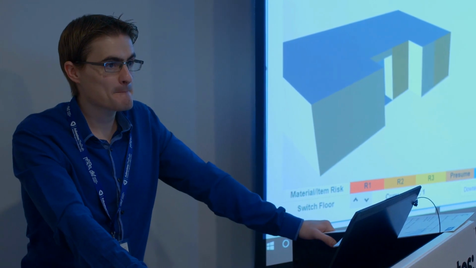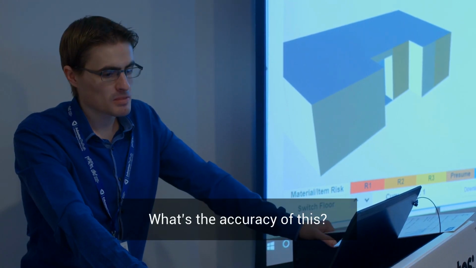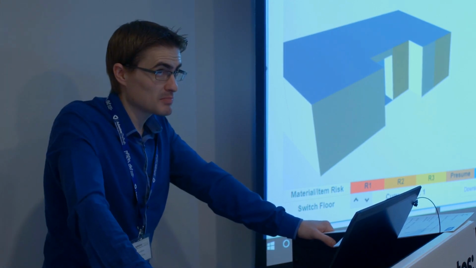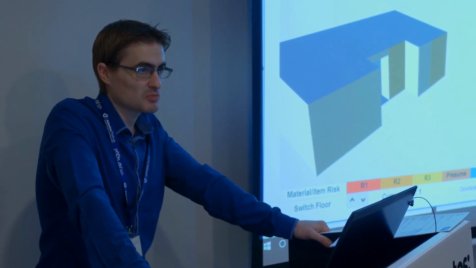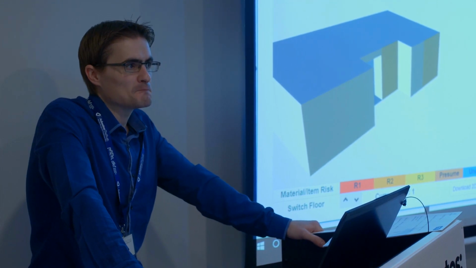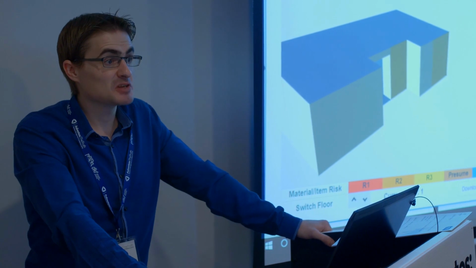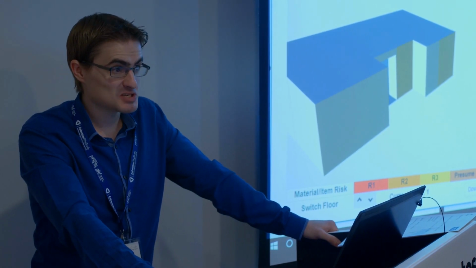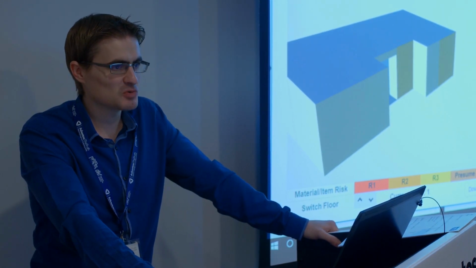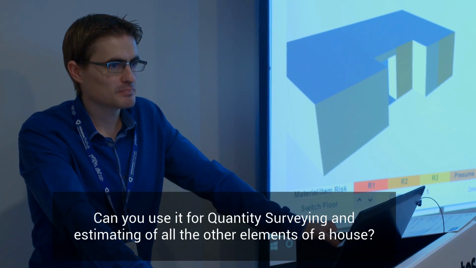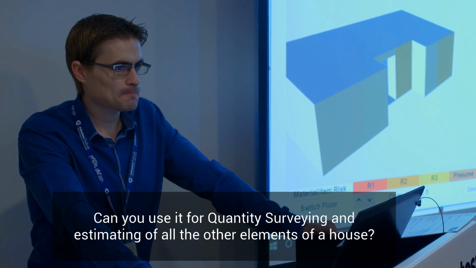Anyone else? What's the accuracy, Chris? It's down to, with careful use, down to 20 millimeters. It can also link in with a Bluetooth laser measuring device, which can get it down to whatever the degree of accuracy is of that laser measuring device, because it links in with Bluetooth devices from that point of view. You could use it for QSing and estimating of all the other elements of the house, like carpets or plasterboard or things or whatever. Yep.